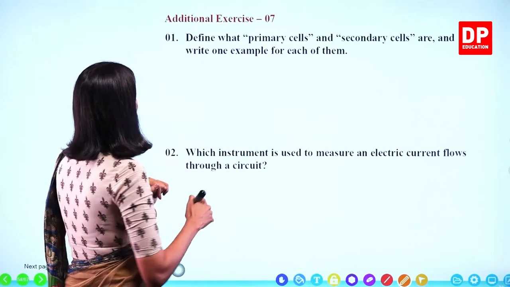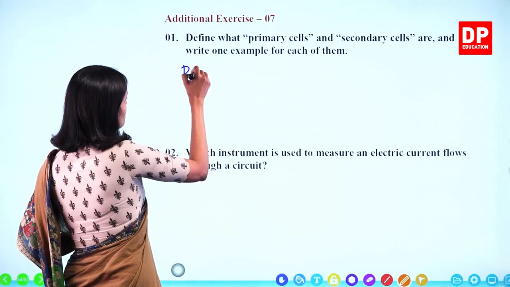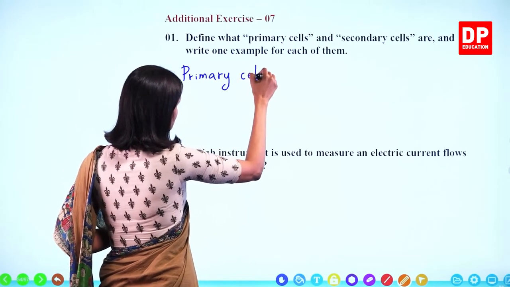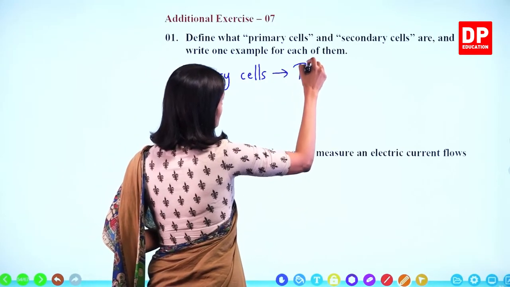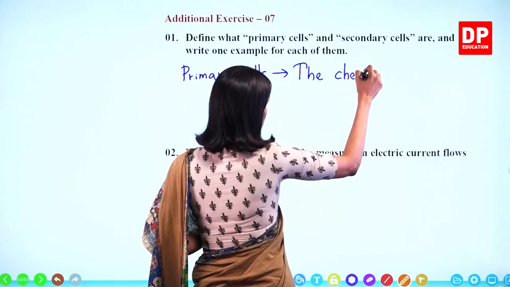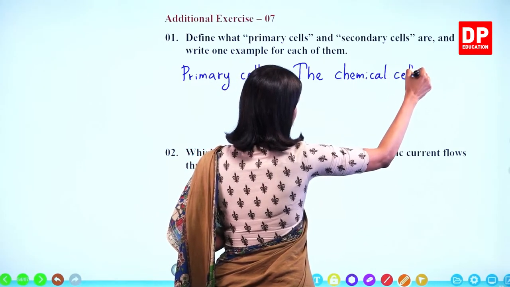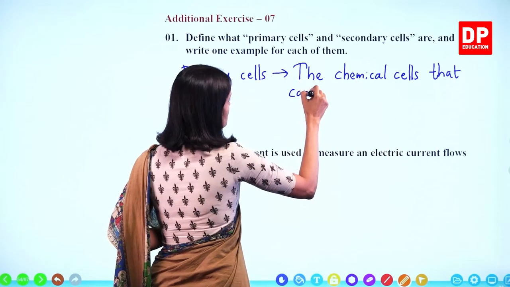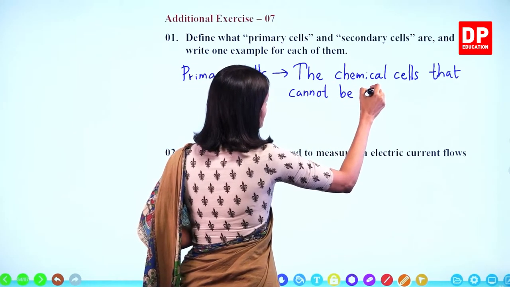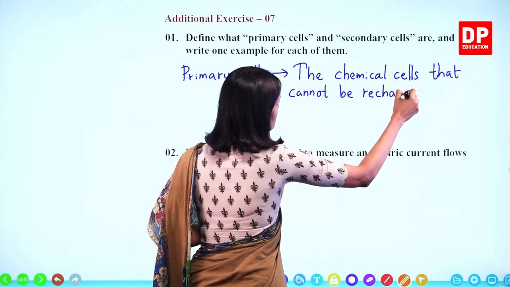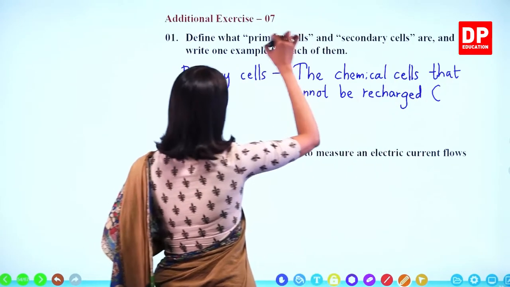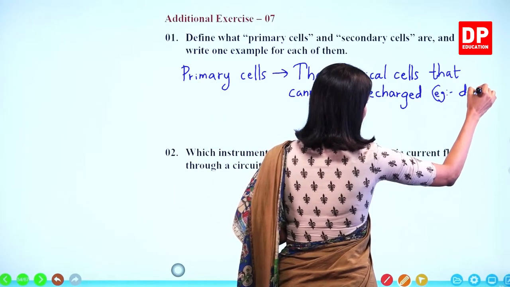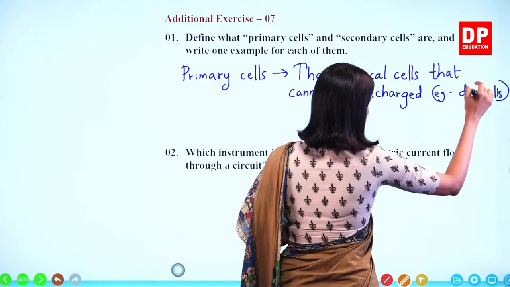We'll write them. Primary cells. They both are chemical cells, right? Primary cells: the chemical cells that cannot be recharged. And we had to write an example for each. Example: dry cells, wristwatch cells, okay?